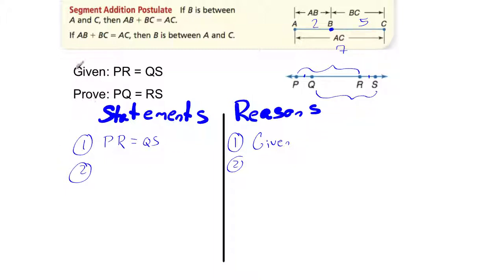Well, what we can do is say that PR is equal to PQ plus QR. Why can we say that? Because of the segment addition postulate. We have that this portion of the segment PR, which is PQ, plus QR, will give us the whole distance PR. So that means that we have the segment addition postulate.